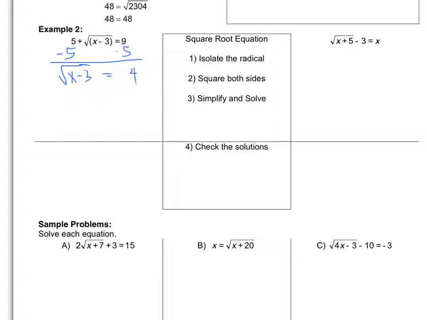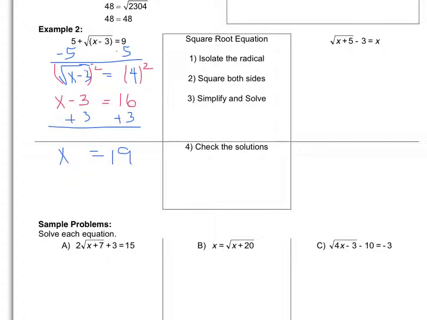equals 4. Now that I have the square root by itself, I want to square both sides. When I do that, the square root and the square cancel, and I have x minus 3 equals 16. To get the x by itself, I add 3 to both sides. So when I do that, I get x equals 19.